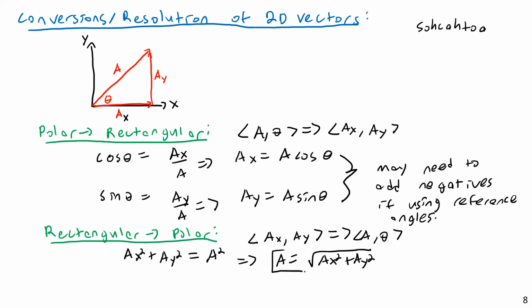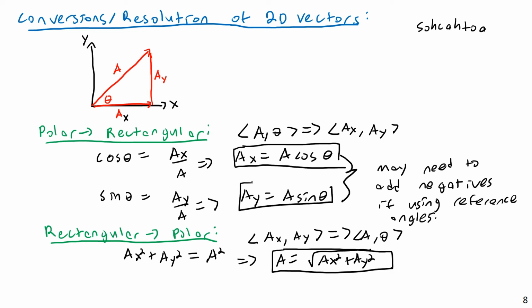The square root of ax squared plus ay squared. I'm going to go ahead and box these for emphasis. And then let's say I want to get the angle. Well, for this one, it's going to be fairly simple. I can just say the tangent of theta is going to be equal to opposite over adjacent. So that's going to be ay over ax.